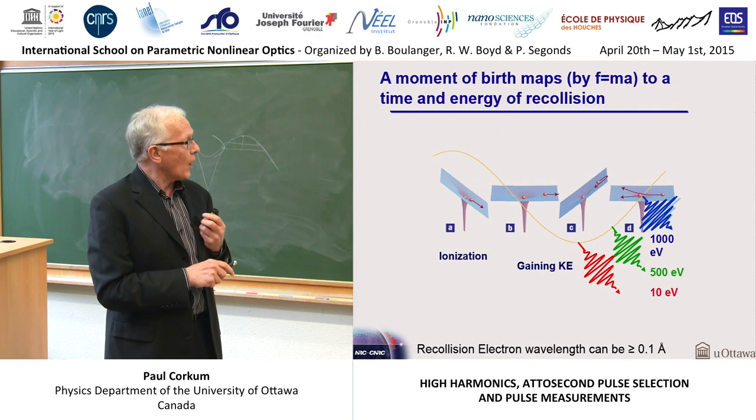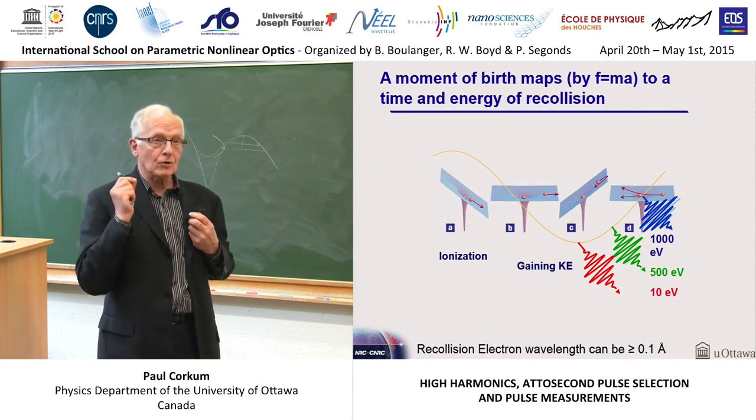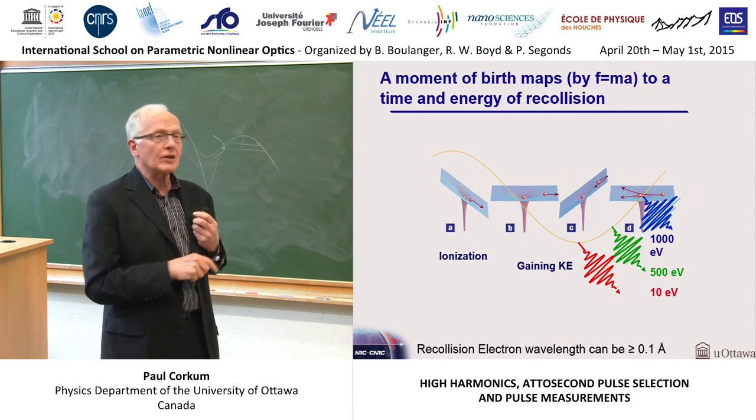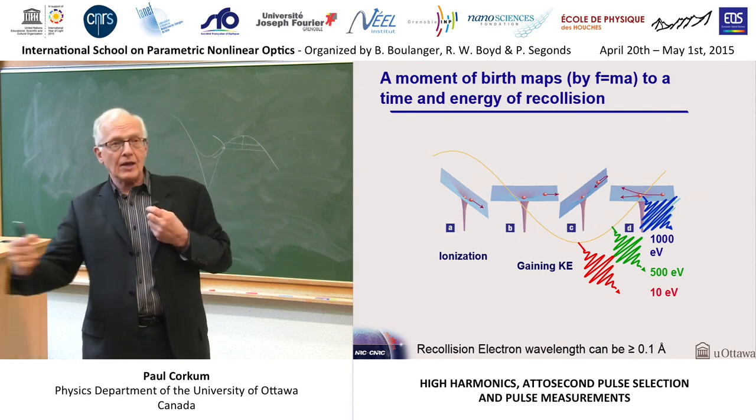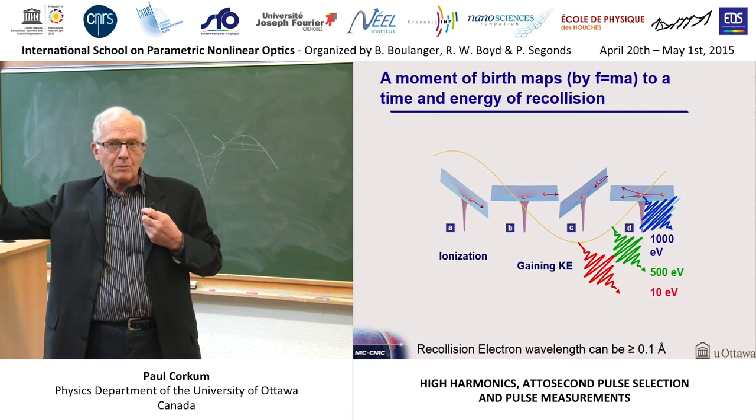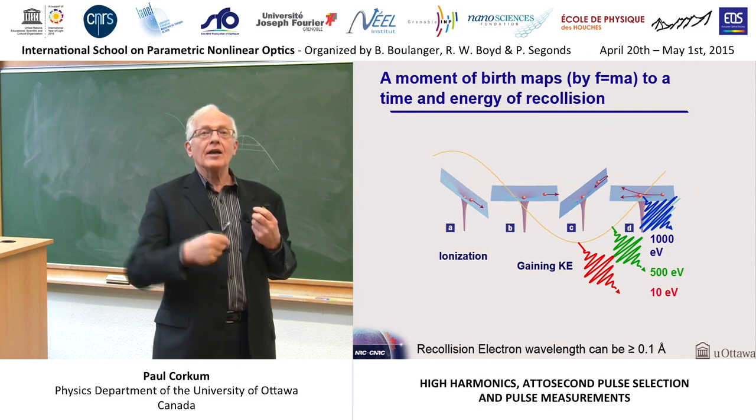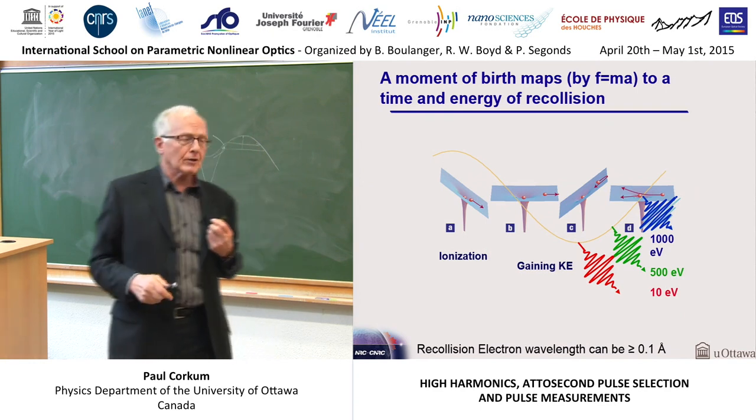If it's born at the optimum time, which is 17 degrees after the peak of the field, the electron will come back essentially at the zero crossing, having gone out as far as it can and having been driven back by the field as best it possibly can, and anything after that is going to slow it back down again.